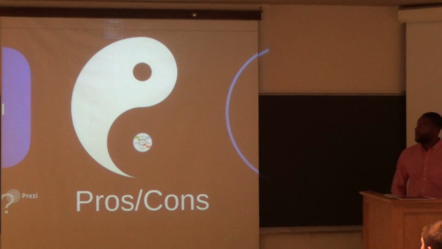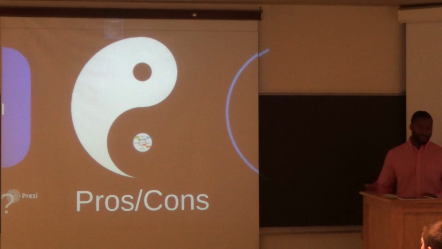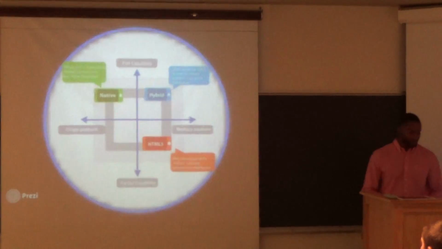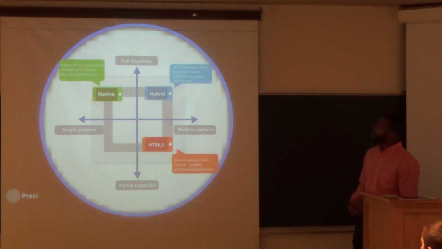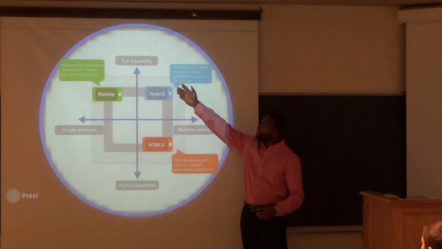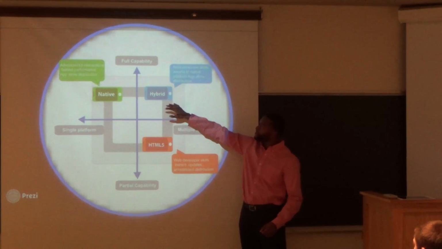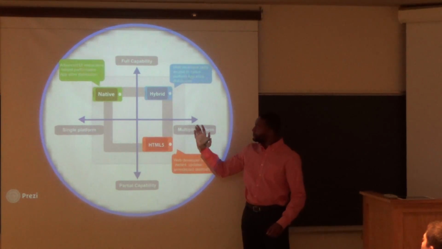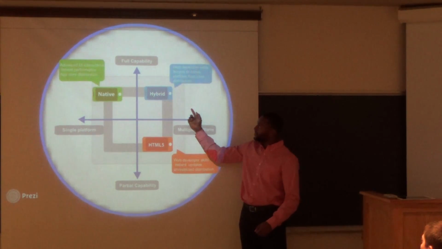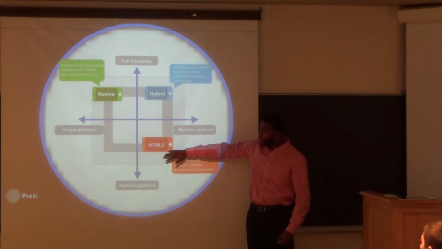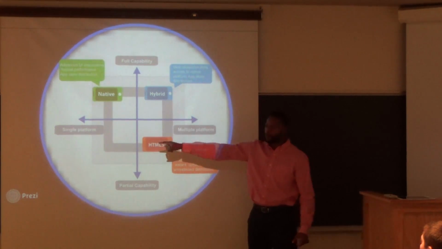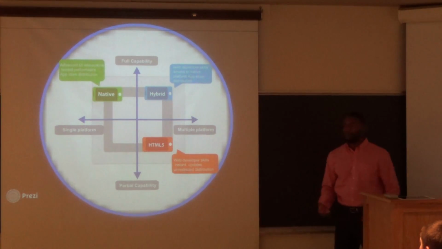So, pros and cons of web apps, native apps, and hybrid apps. This is kind of a quick chart. You might not be able to read some of the small writing, but basically what this shows is you get the full capability of your mobile device from your native apps and hybrid apps. And on this side, multiple platforms, so it's easy to be used on multiple platforms. You've got your hybrid app and your web app versus your native apps, kind of a single platform, so you have to develop and maintain a different code base for each platform.